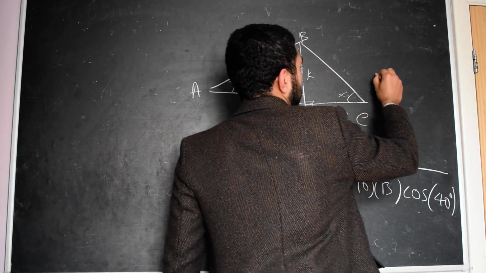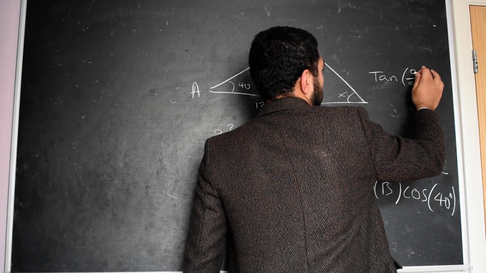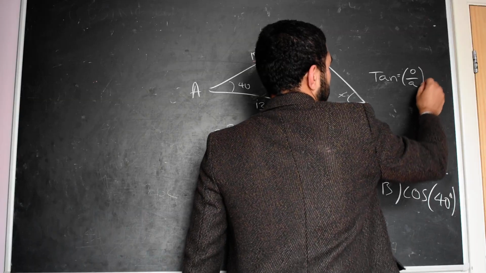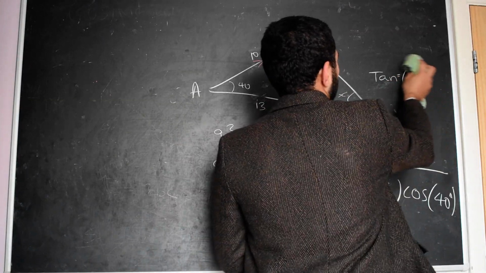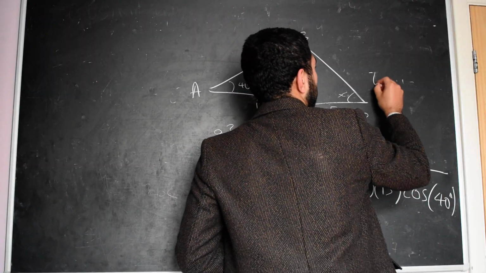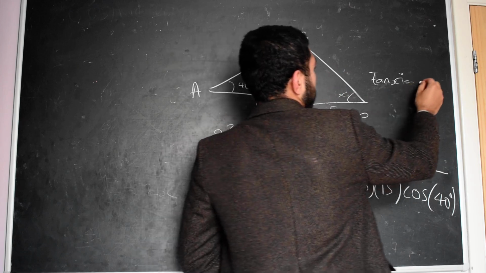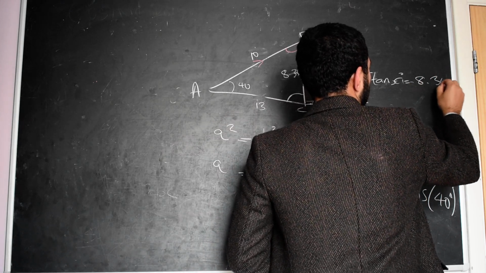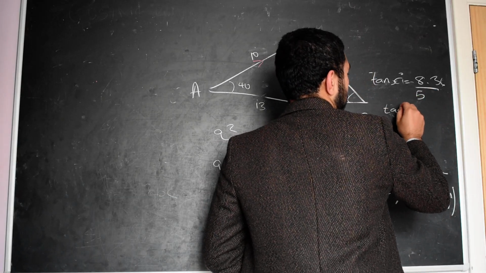So that means I know that tan has the ratio of opposite over adjacent, right? Sorry, I forgot the angle x here. Tan of x degrees is equal to opposite, which is 8.36, over adjacent, which is 5 centimeters. And now, how do I find the angle x?